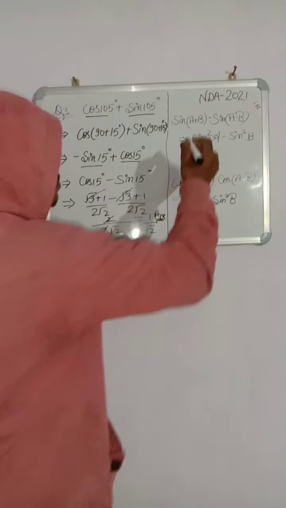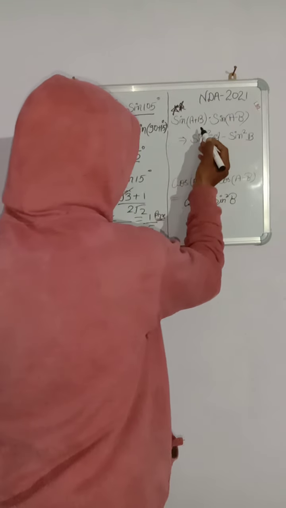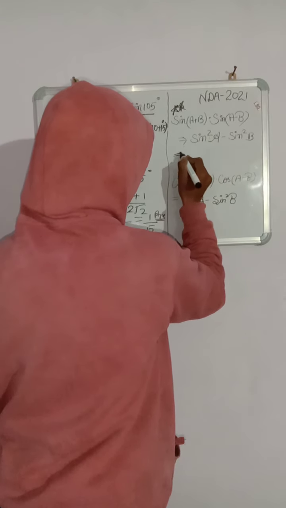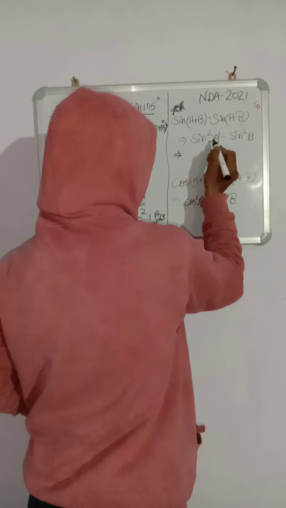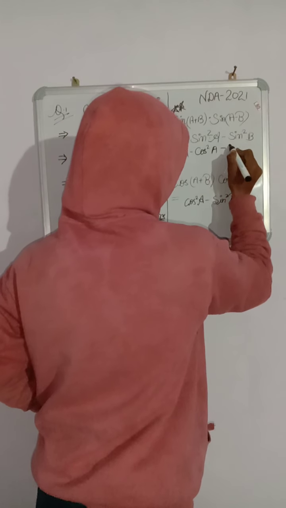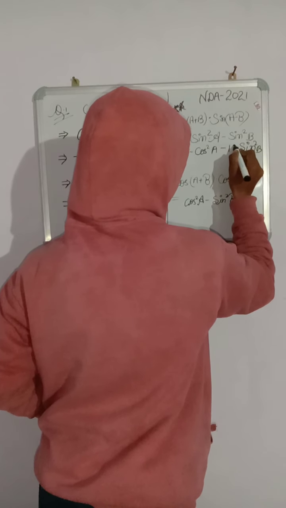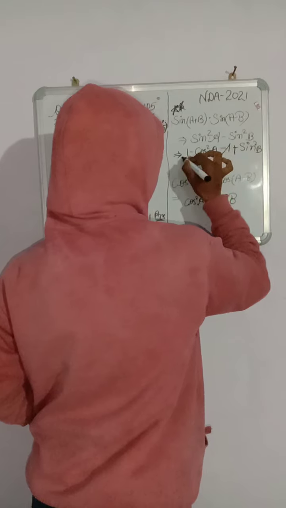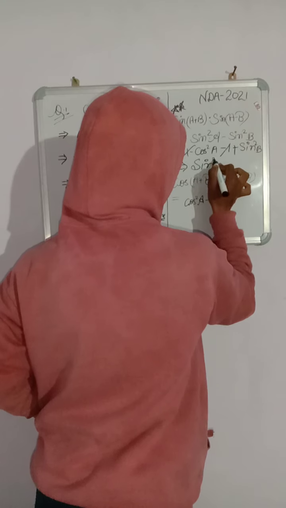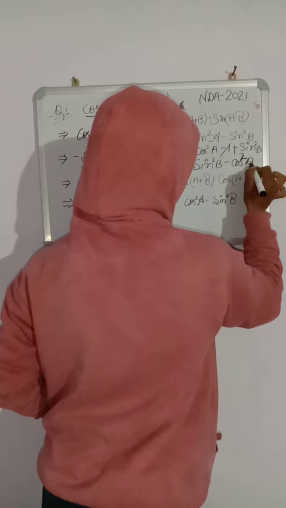So guys, this is a very important formula for your NDA preparation: sin(a plus b) into sin(a minus b) is equal to sin square a minus sin square b. You can get a new formula too. Sin square a is equal to 1 minus cos square a, and sin square b is equal to 1 minus cos square b. Due to the minus sign, the result is cos square b minus cos square a. So guys, this is very important.